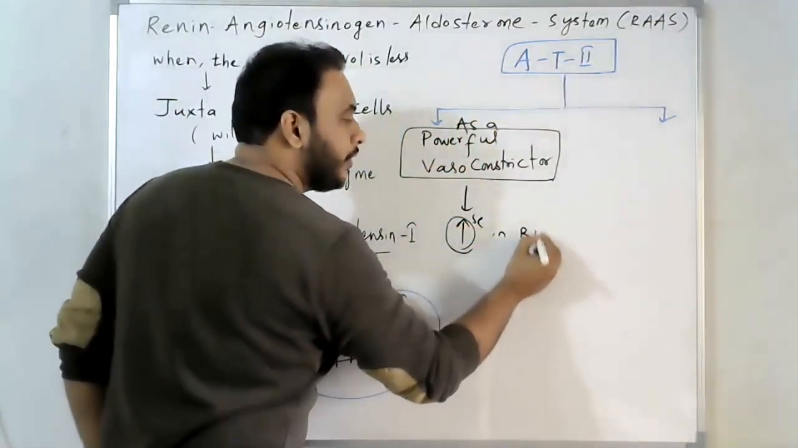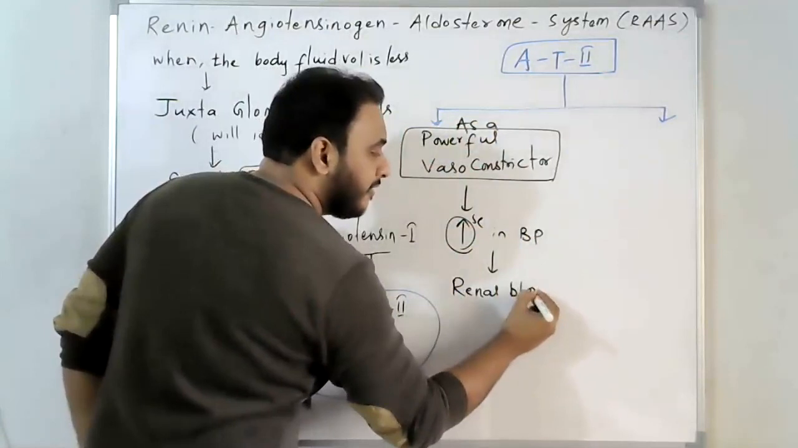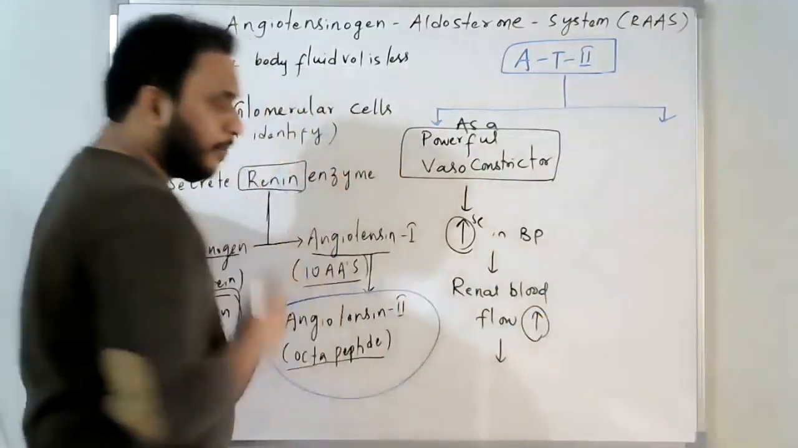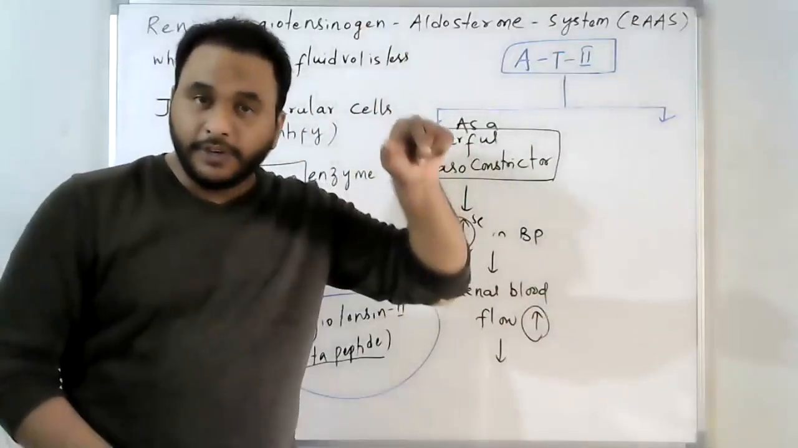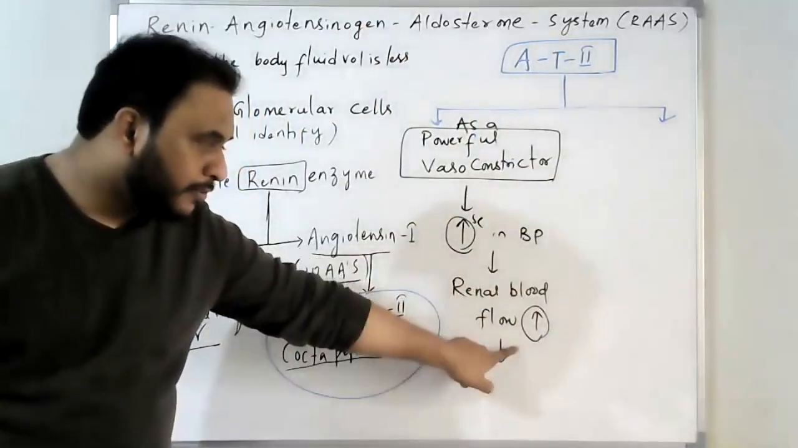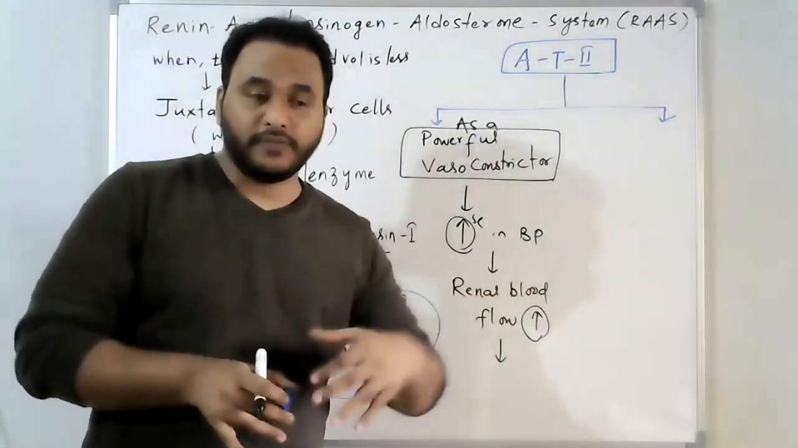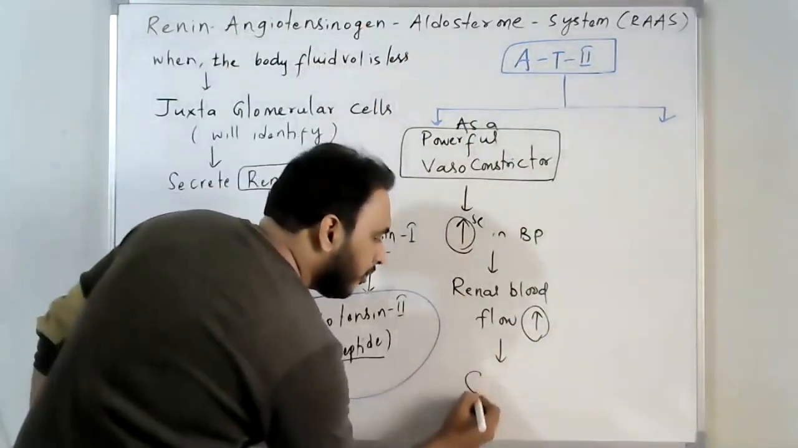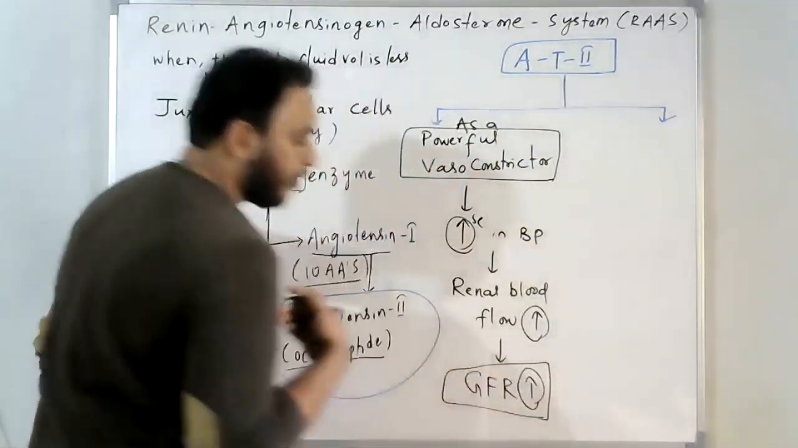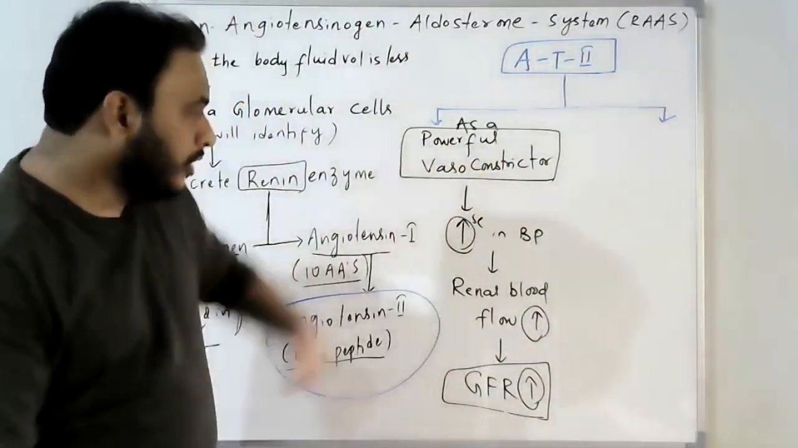Increase in blood pressure, and thereby renal blood flow is increased. That means the renal afferent arteriole, which was inefficient to pump blood into the glomerulus, will now pump blood with more pressure so that the glomerulus is getting sufficient blood for the filtration. And thereby, glomerular filtration rate, GFR, will increase. So this is one role.